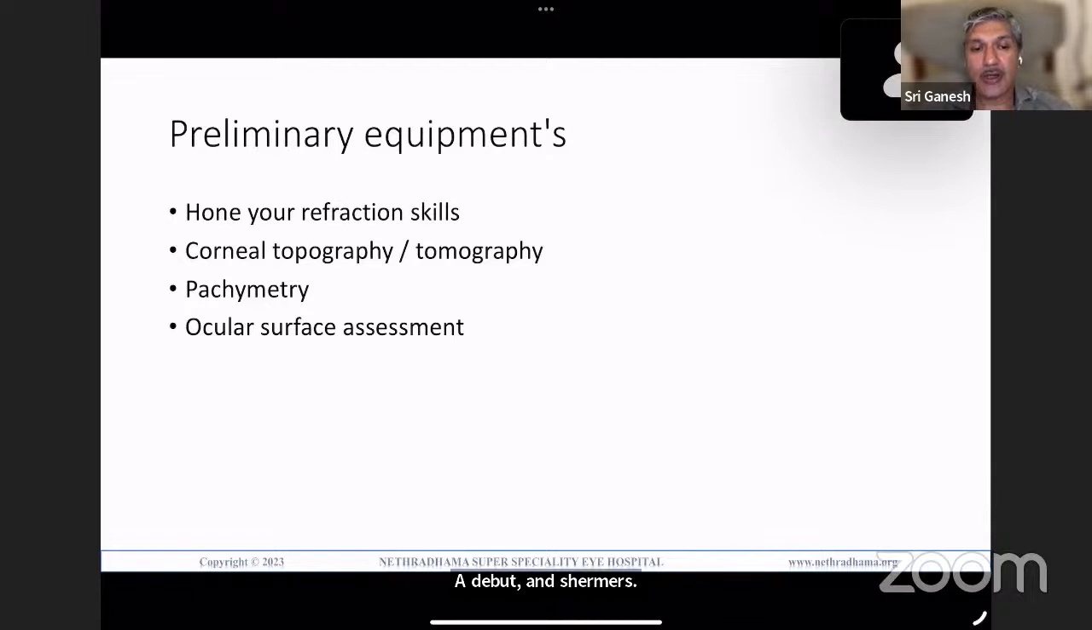You can also use non-invasive TBUT to do a quick assessment, because the topography and the refraction can completely change if you have an ocular surface problem or dry eye. So this is very important in assessment in refractive surgery, and this is something that you need to learn.